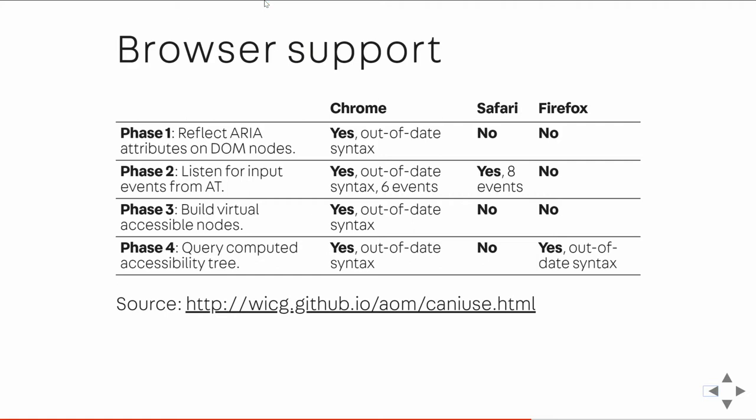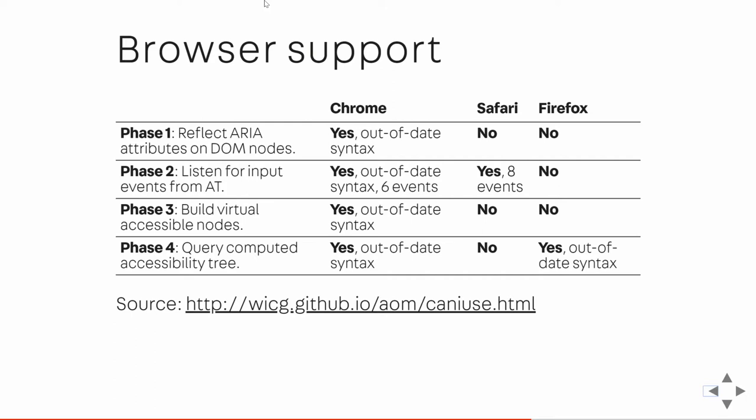So there's a little table I got from the specification repository on GitHub, and it tells you where this currently is supported. Well, that doesn't look so good. So you see, for example, Chrome supports phase one, but with out-of-date syntax. And every browser that supports anything of this currently will be marked as yes, with out-of-date syntax. And even the dog is having an opinion here, it seems.